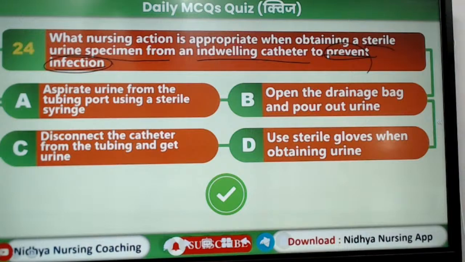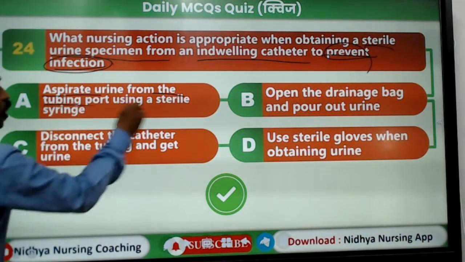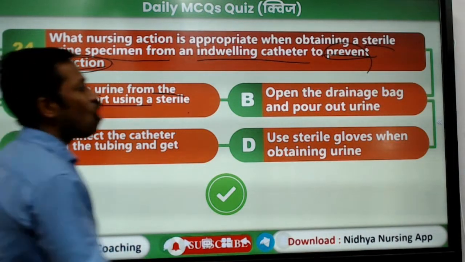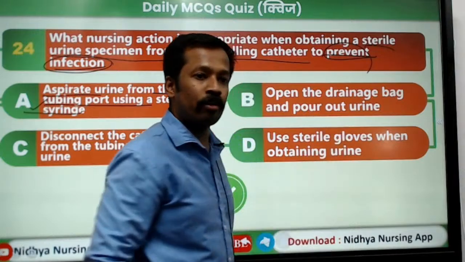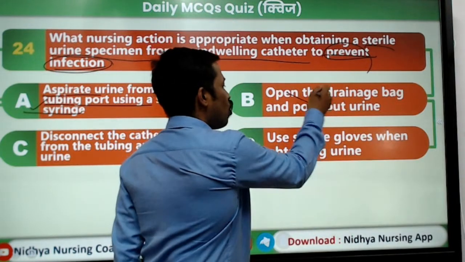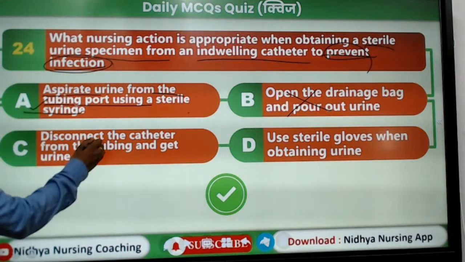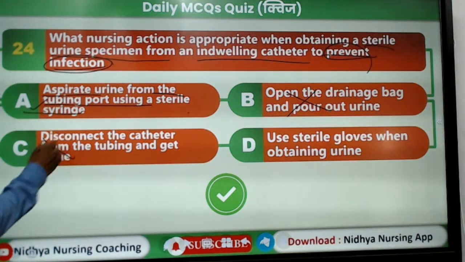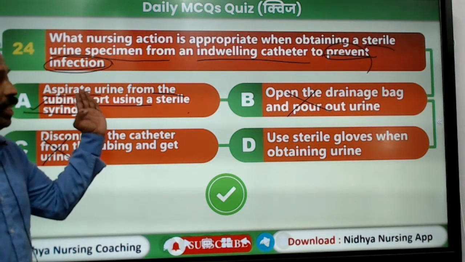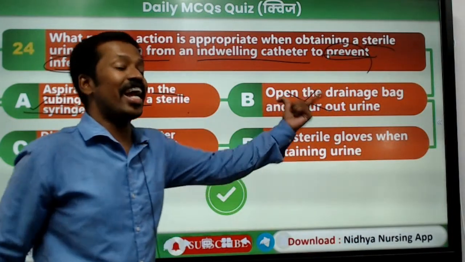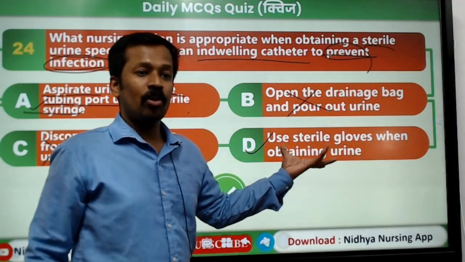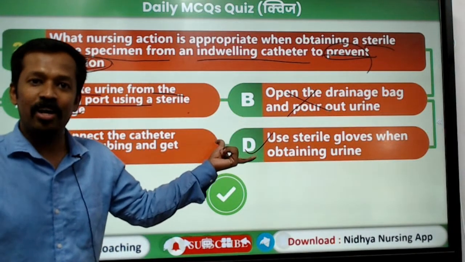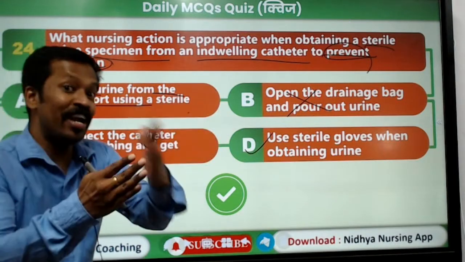Okay, fine. Aspirate urine from the tubing port using a sterile syringe. Yes, that should be done. Then open the drainage bag and pour out urine. No, never do that. Disconnect the catheter from the tubing and get urine. Also no. Use of sterile gloves when obtaining urine. Okay, two things can be done. But which one is more preventing infection?